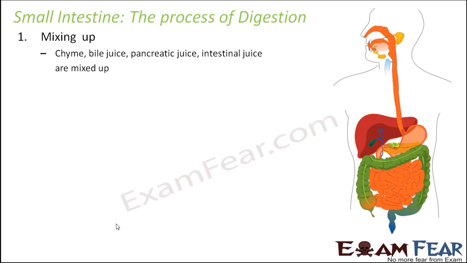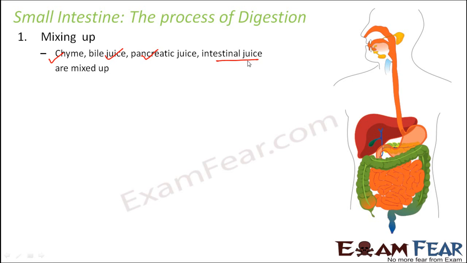What happens in this step? The chyme, the bile juice, pancreatic juice, intestinal juice, everything needs to be mixed up properly. Now the chyme enters the small intestine through the pyloric sphincter from the stomach. Okay, the bile juice and the pancreatic juice, these two come from the hepatopancreatic duct into the small intestine, into the duodenum to be more specific.